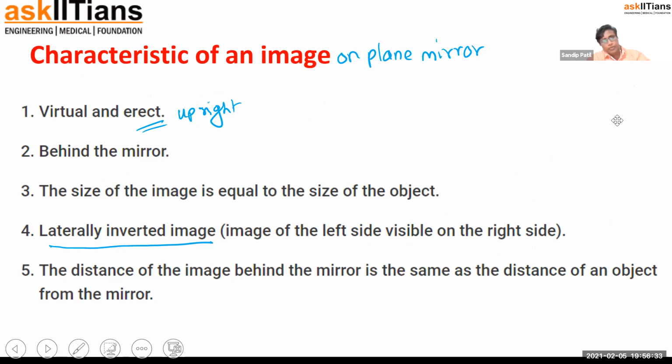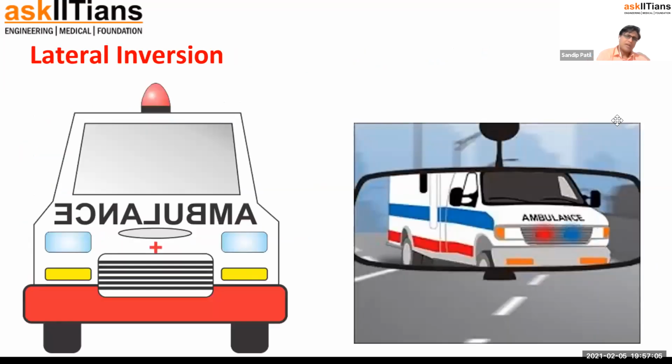So what are the properties? First one is the image is virtual. Virtual means it is not real. It's not in our real world. And it is erect, means upright. It is behind the mirror, not on your side. Then the size is also the same. Size is not going to change. Then laterally inverted image means left hand becomes right hand, due to the view of your image. And the distance is also the same. Wherever you are standing, your image will also stand there. Okay, simple.